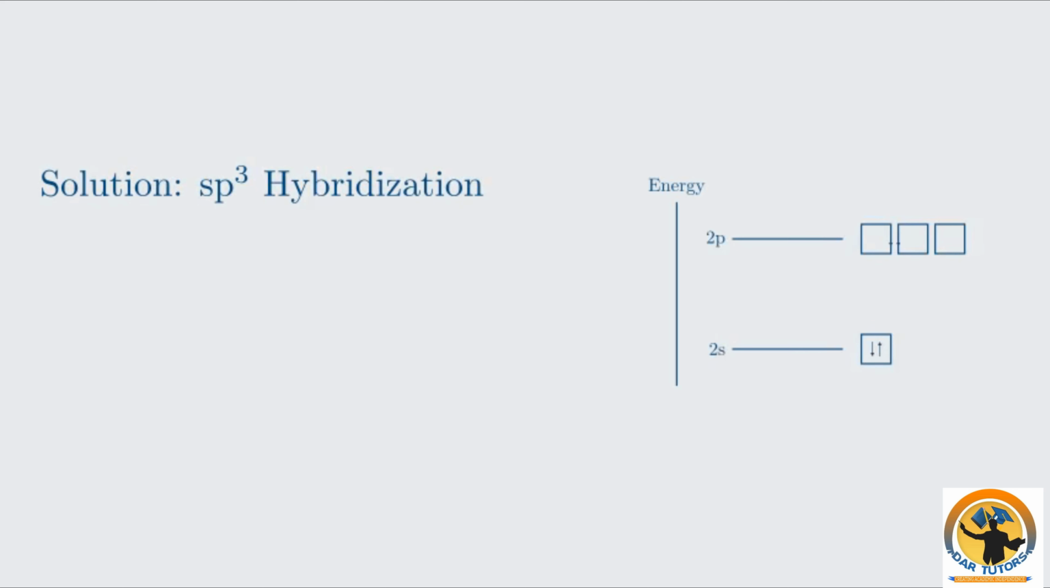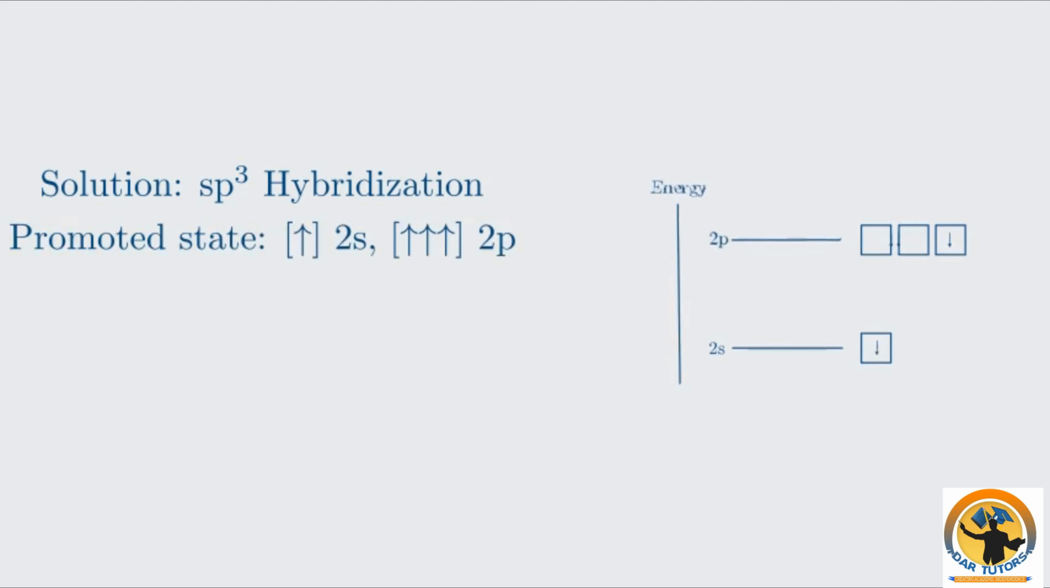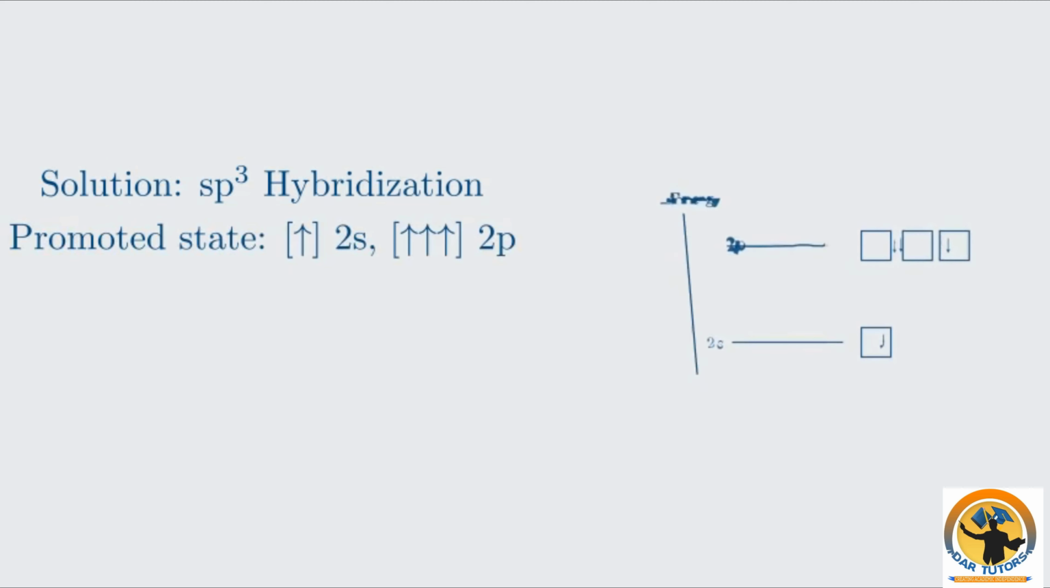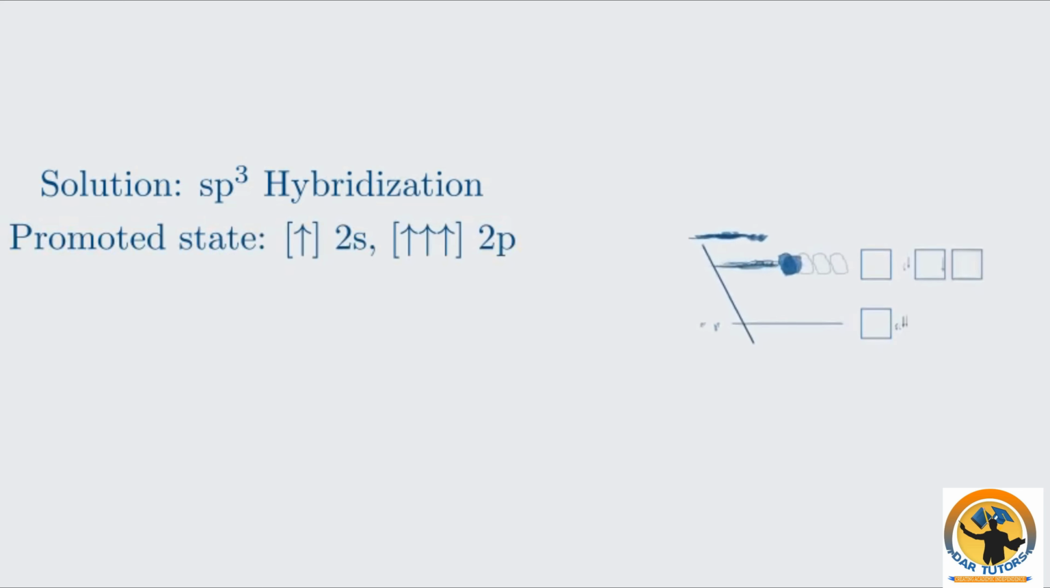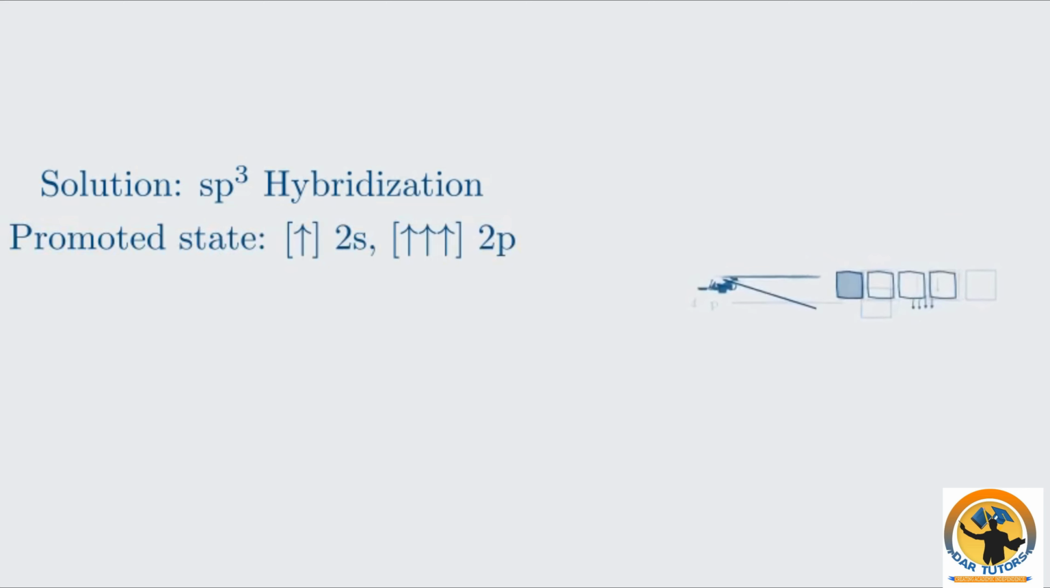First, one of the paired 2s electrons is promoted to an empty 2p orbital, requiring energy. This gives carbon four unpaired electrons. Second, the 2s and all three 2p orbitals mix to form four new identical sp3 hybrid orbitals. These orbitals are directed towards the corners of a tetrahedron at 109.5 degrees to each other.